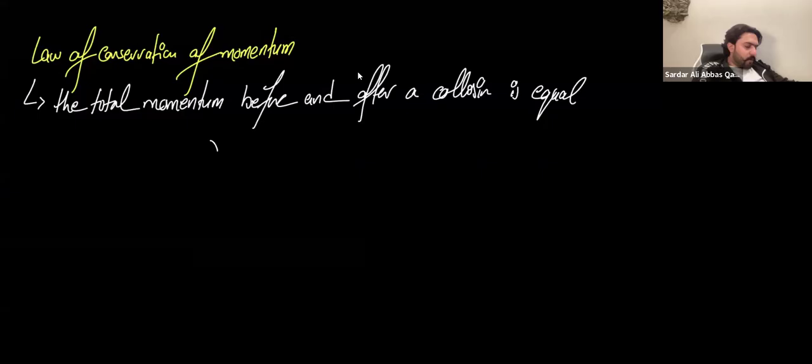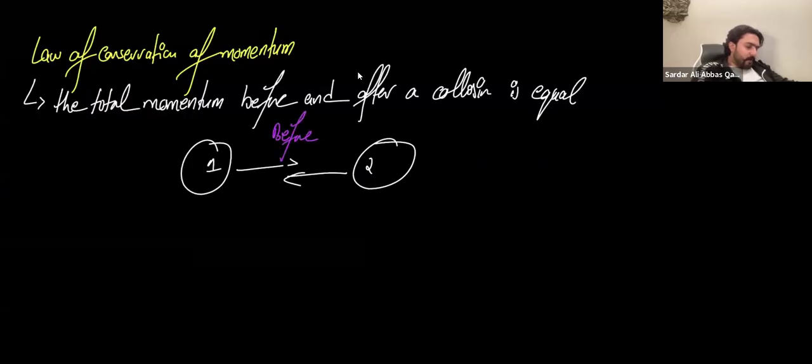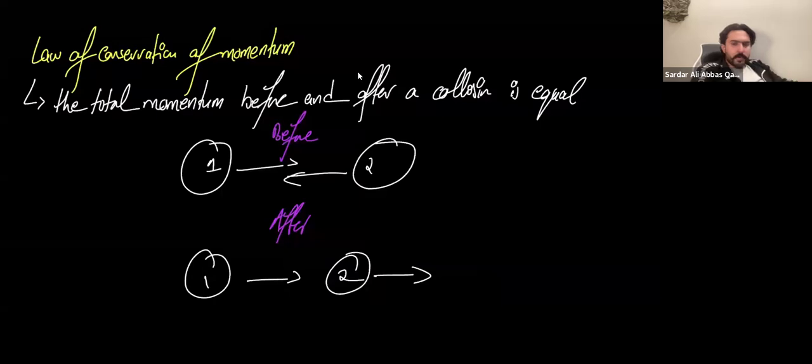The law of conservation of momentum says that the total momentum before and after a collision is equal. So if I have two objects, this is object number one, this is object number two, and their momentums before collision and after collision should be equal to each other. I'm assuming that object number two, after collision, is also going to move towards the right.